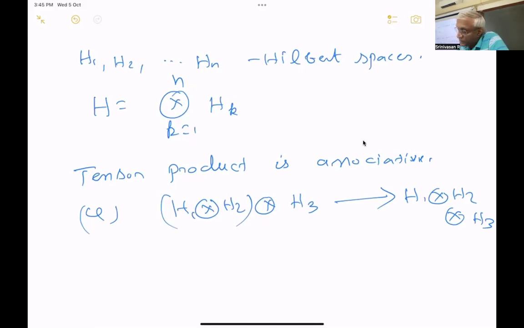So these two have a unitary between them. Then you can take H1 tensor H2. This is the elementary tensor. Notice that this is not the same element as the others. This is just a notation.